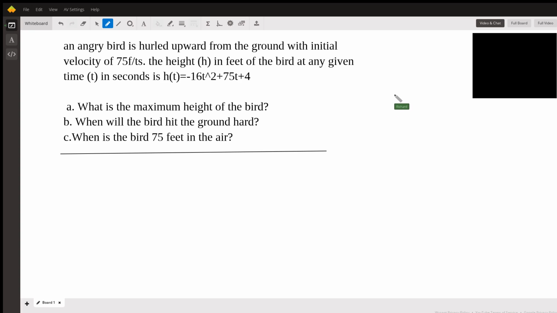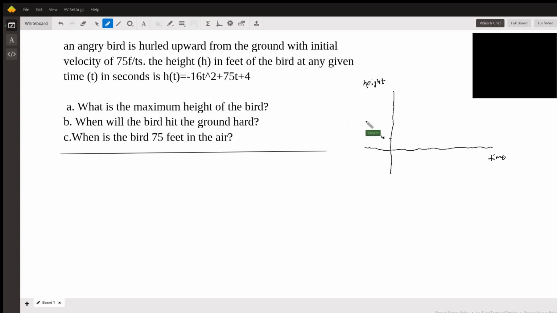I think this is best done with a sketch, and here we have a time. And here we have the height of the poor bird. So when time is 0, you can see the bird is at 4. So somebody threw this bird up in the air from a height of 4 feet.